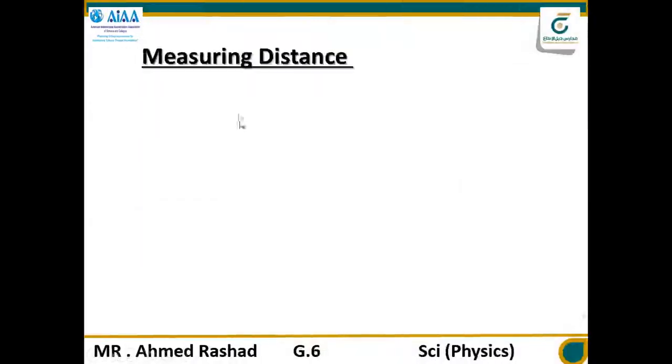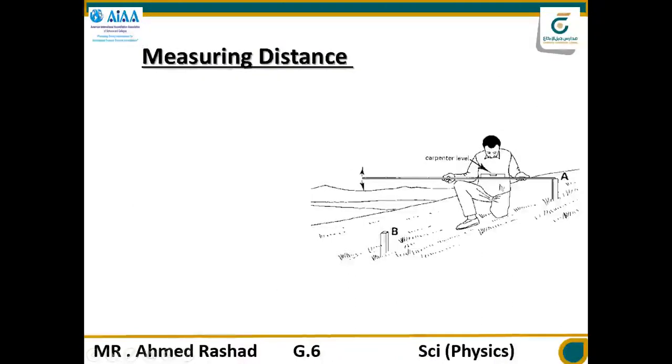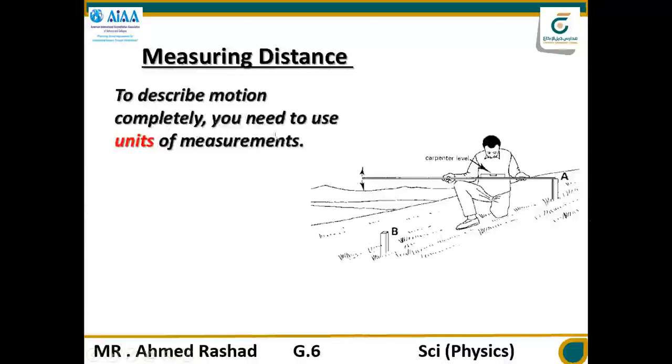Now we should know what distance is and how we can measure distance. Watch this figure that's describing the distance. Distance is the length between two points. We can measure it with some units, and you can watch it. This man is describing or measuring the distance between A and B. To describe motion completely, you need to use units of measurement, like for distance. The International System of Units, SI, is the main system of units in physics. It describes all or most units in physics.